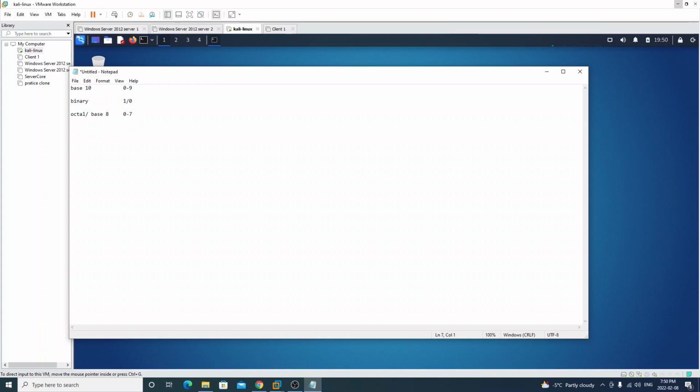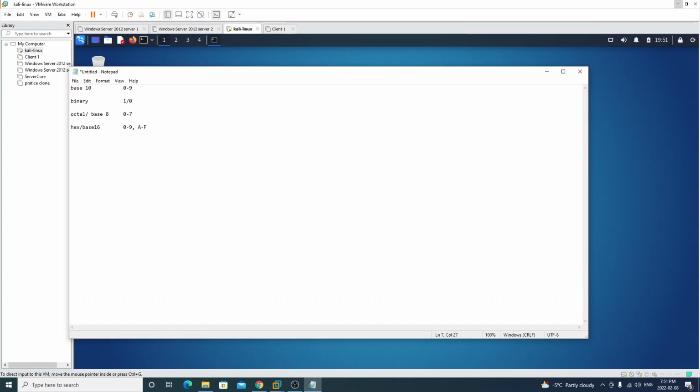And then last we have hex. We'll just call it hex. It's hexadecimal or something like that, but we'll just call it hex. And this is base 16 because there are 16 numbers to work with. Go from 0 to 9 and A to F.